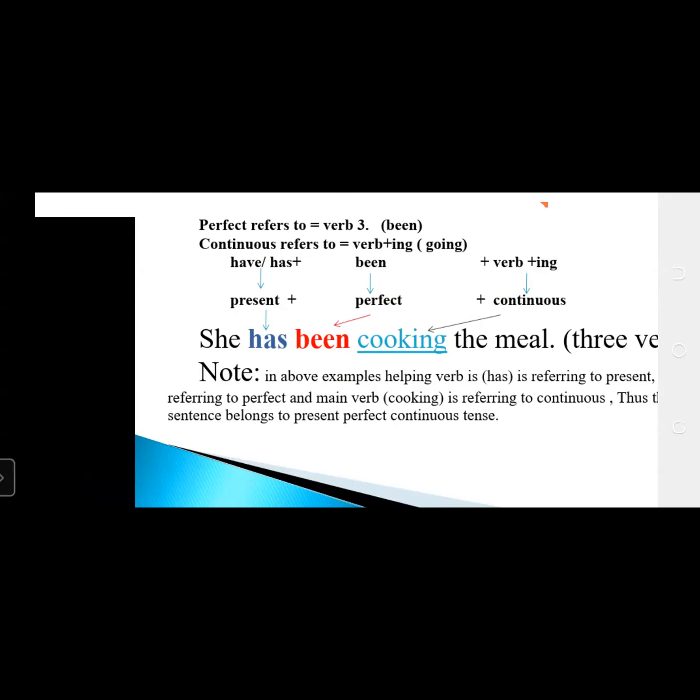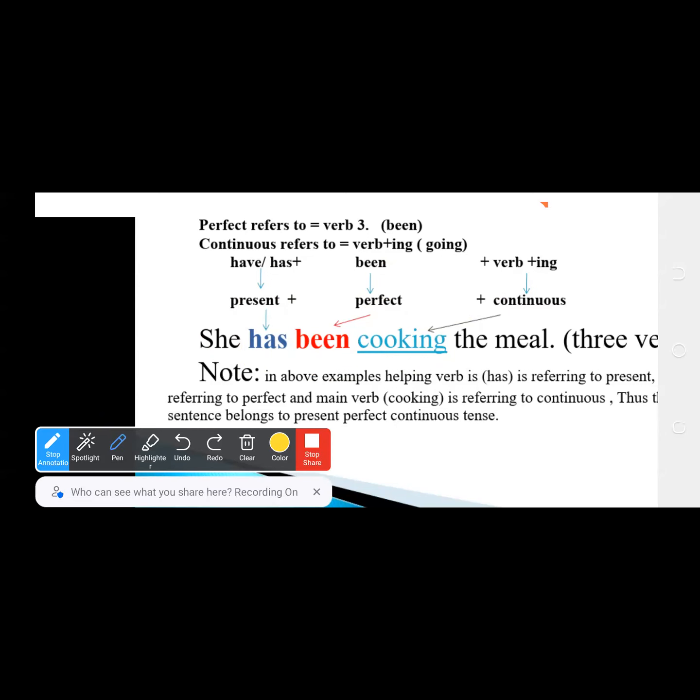Change this sentence into past perfect continuous. तो आपको कौन सा part change करना पड़ेगा? Which part do you have to change? You will only have to change has into had. बाकी perfect और continuous already मौजूद है.